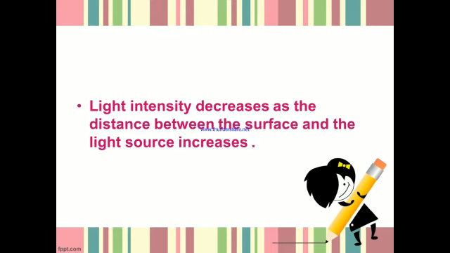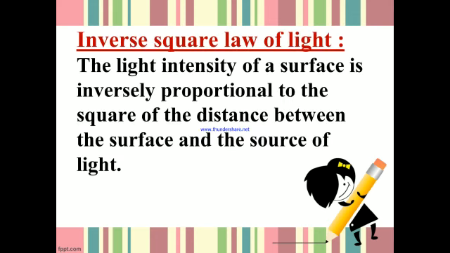Light intensity decreases when the distance between the surface and the light source increases. It means that when the distance increases between the surface and the light source, the brightness of the light decreases, and this is known as the inverse square law of light. The inverse square law of light shows that the light intensity of a surface is inversely proportional to the squared distance between the surface and the source of light.